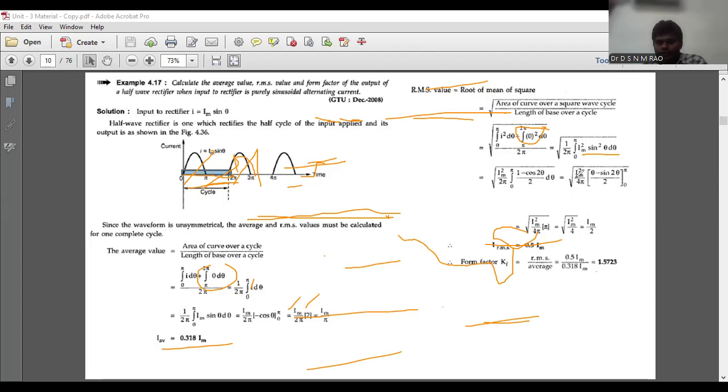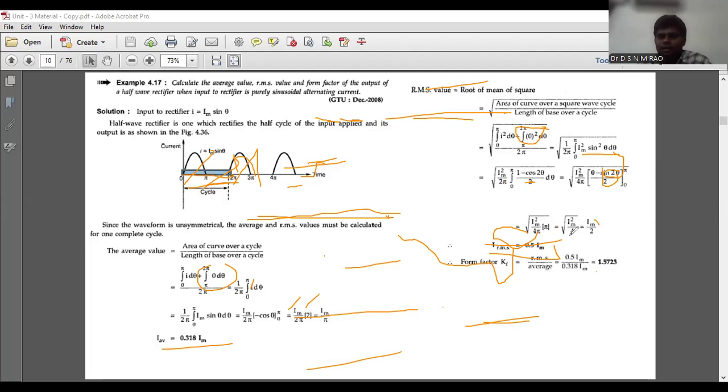So square root of Im square by 2 into 2, that is 4 pi, of integral 1 into d theta minus integral cos 2 theta, which is sin 2 theta by 2, then apply the limits. So similarly Im square by 4 pi into theta, meaning we apply the limits pi minus 0. This term will be 0: sin 2 pi minus 0, sin 2 pi value is 0, sin 0 value is 0. So square root of Im square by 4 pi into pi. So finally Im by 2. So the RMS value equals 0.5 times the maximum value.